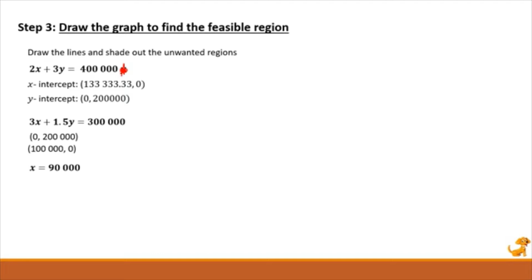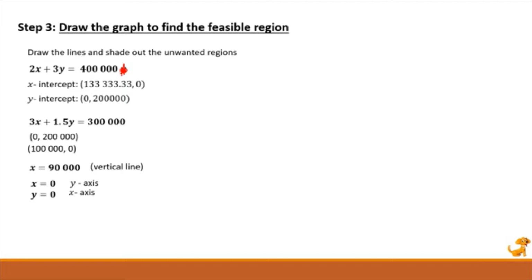The next one, x is equal to 90,000. This is a vertical line. Okay, so the vertical line, you know what a vertical line looks like, but I will show you just now. Then x is equal to 0. That's the y-axis. Y is equal to 0, which is the x-axis. So these are the lines that I need to draw: 1, 2, 3, 4, 5.